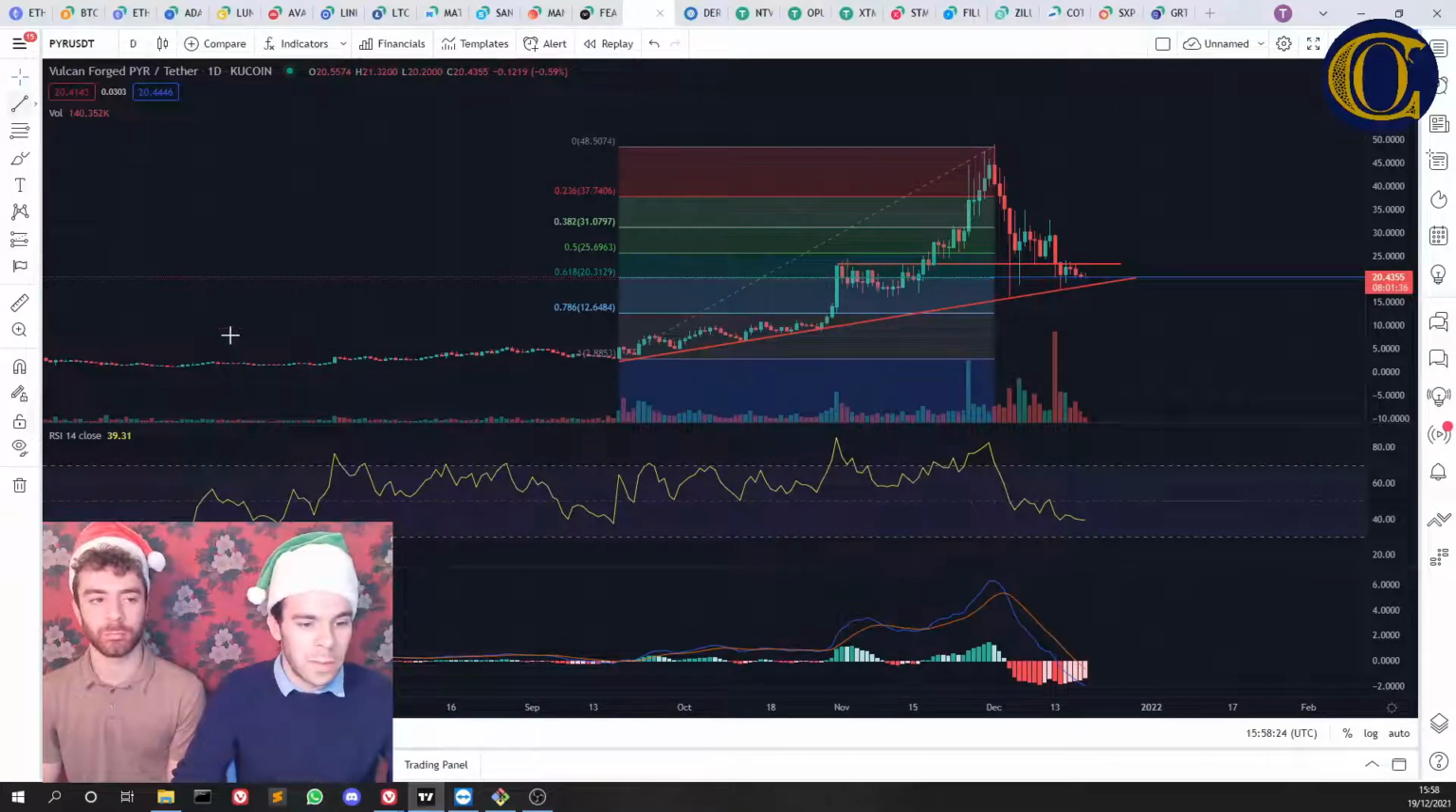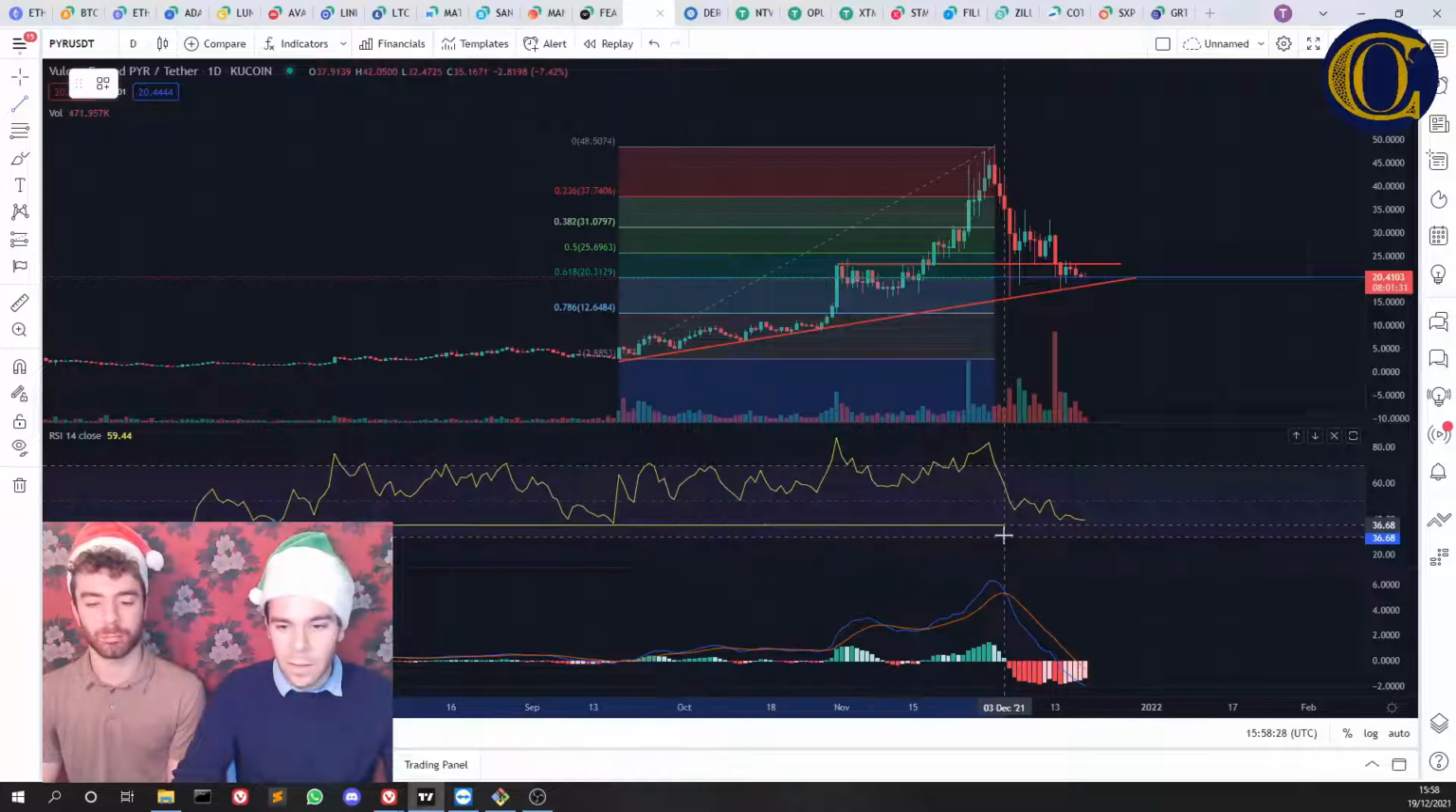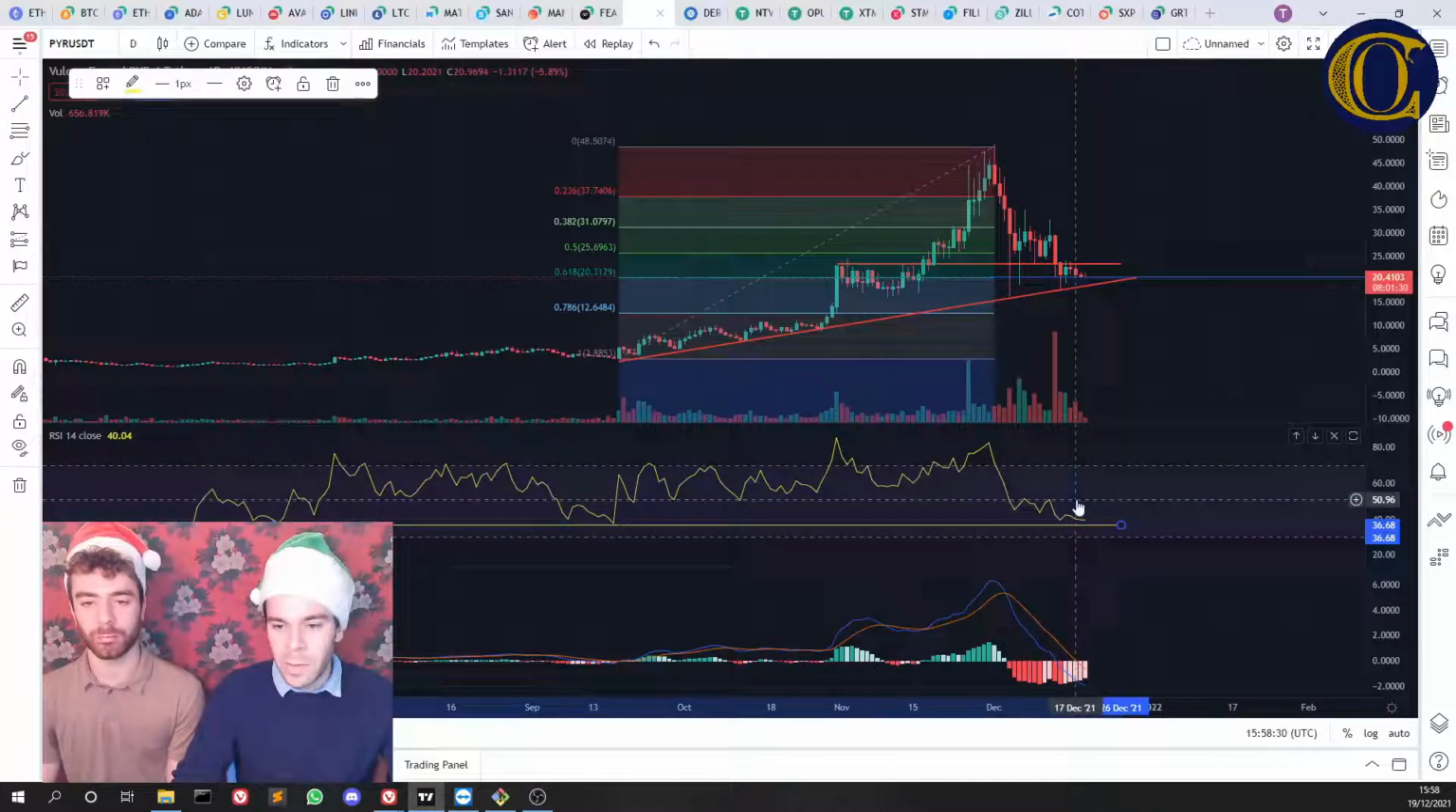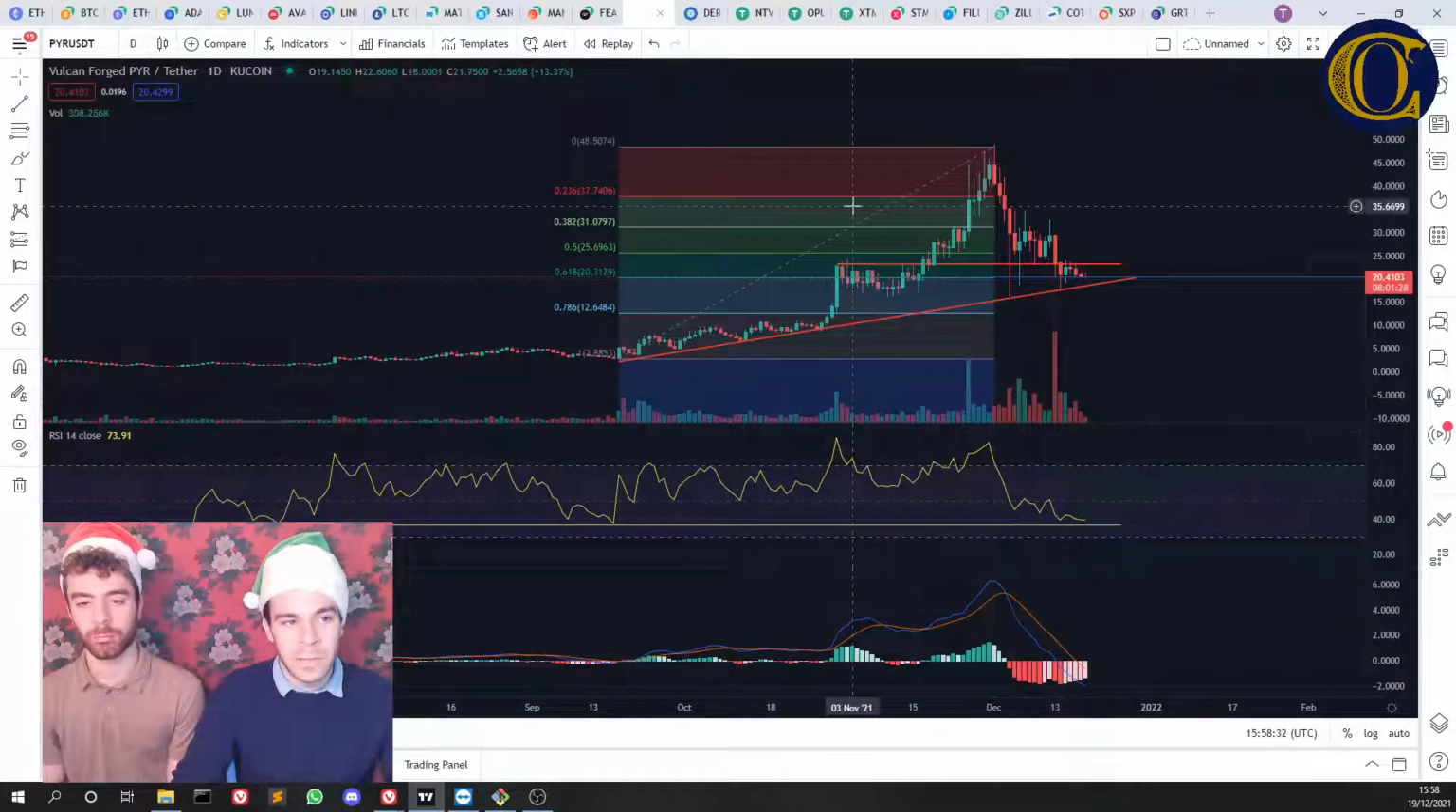Actually, let me do this live and trace a bit of a line here. You can see a bit better. If I trace the line here at the lowest points of the RSI, we're just about touching that. So that's another very good entry. You can find PYR on Binance as well.